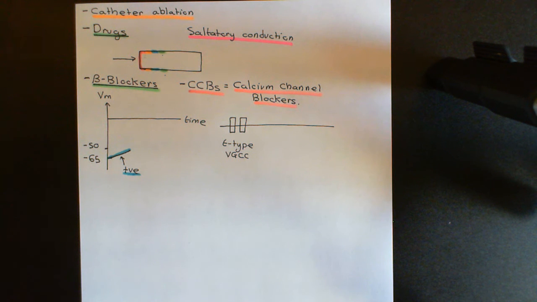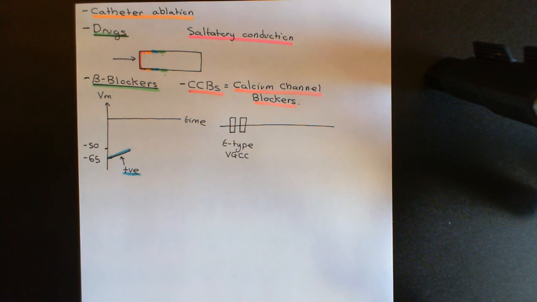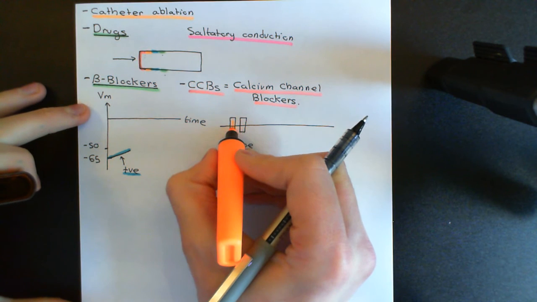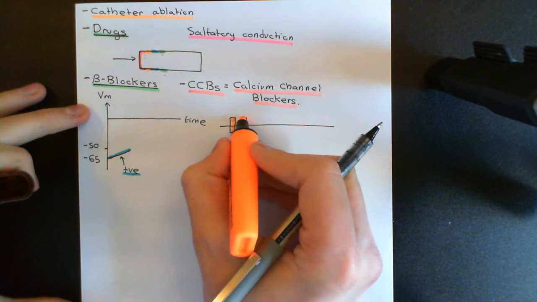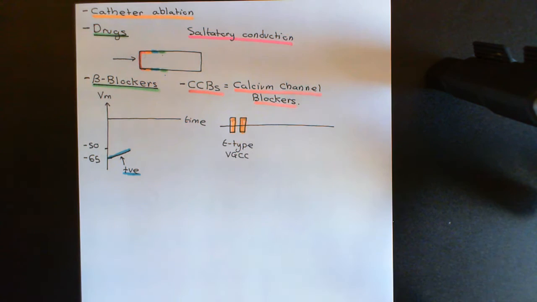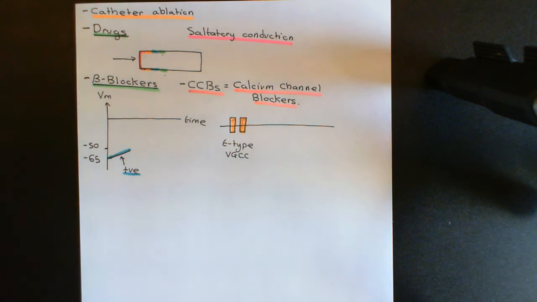However, the actual part the T-type voltage-gated calcium channels play in this action potential is much smaller than another type of voltage-gated calcium channel, which is the L-type voltage-gated calcium channel. Okay, so let me now tell you the true role of the T-type voltage-gated calcium channels in AV node cells. Once you've got to negative 50 millivolts, these open. Now that's a low threshold potential.